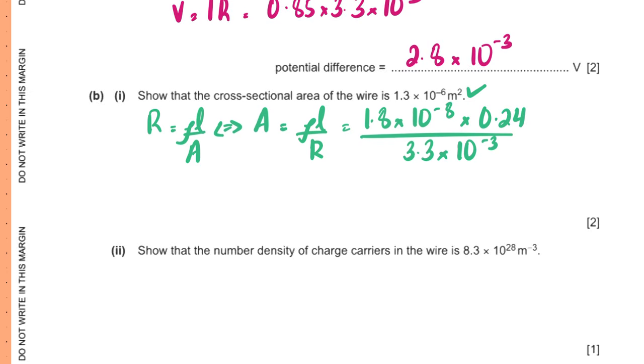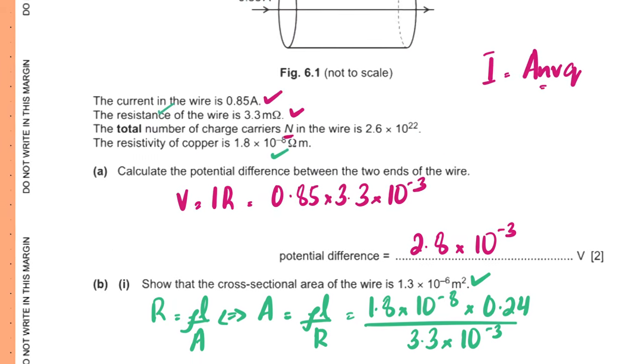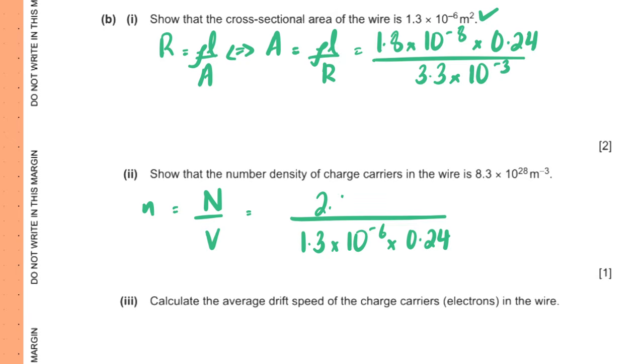Now this one, show that the number density of charge carriers is this. This is good because the examiner has actually given this hint to you, and this is a show part. So you automatically realize that I did need to divide by the volume. So small n is the total number of charge carriers divided by volume. The volume would be the cross-sectional area you just found out, preferably the calculator value, times the length, which was 0.24. And the total number of charge carriers is 2.6 into 10 to the 22, and that must be equal to this value right here.